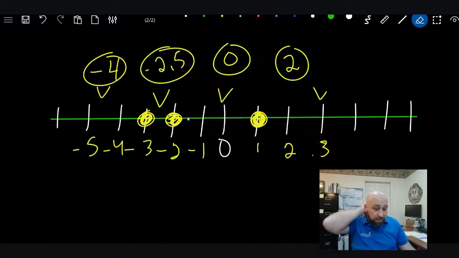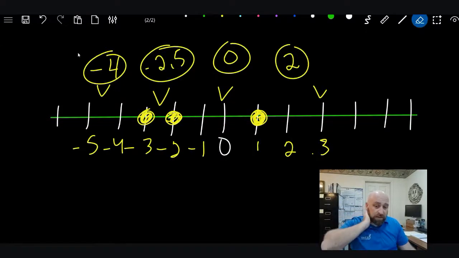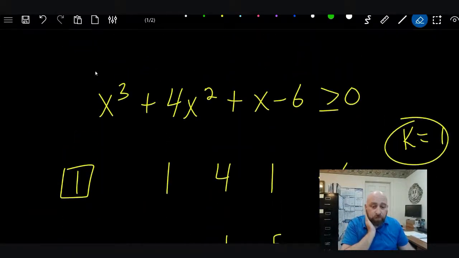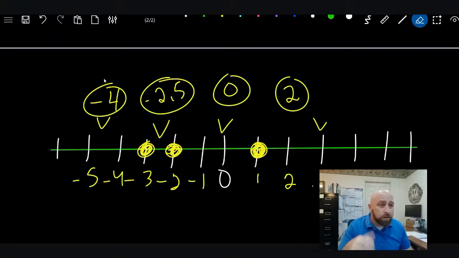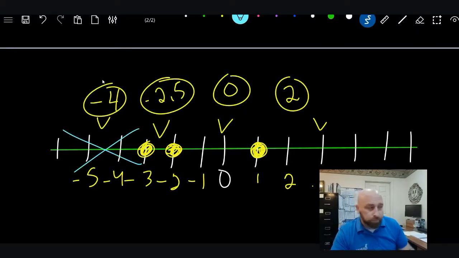So now you're going to test all these points. You're going to test the -4. Put the -4 in for the x. Use your calculators, please. Save yourself some time. Don't do it all on a piece of paper. It's wasting your time. So use your calculator. Plug it in. Does that work? You can pause the video. Try it. Okay. It does not work.